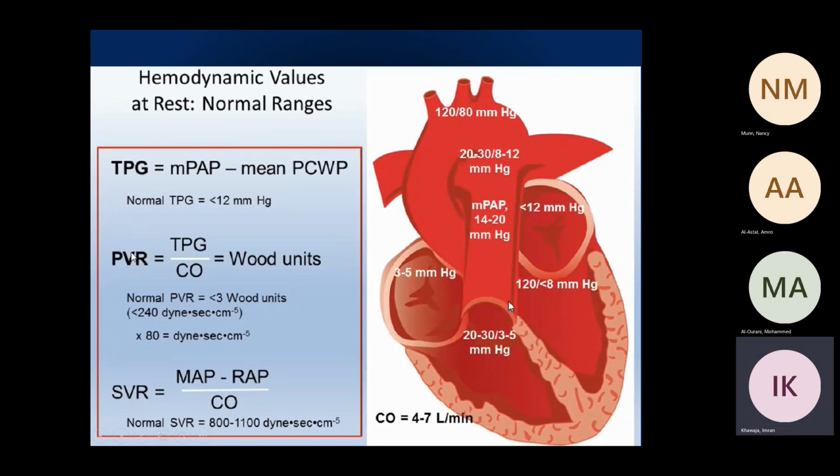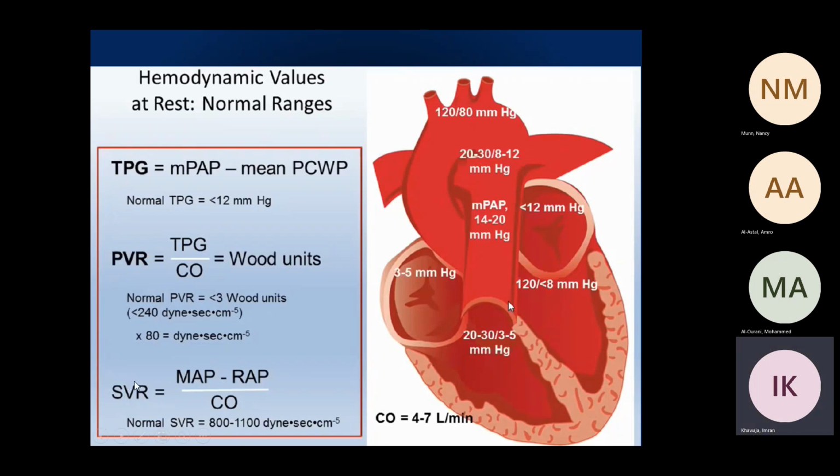So the PVR, pulmonary vascular resistance. Resistance is a pressure over flow, which is the cardiac output. And then that gives you the result in Wood units. Normal will be less than 3; more than 3 is what you require for pulmonary hypertension. And if you multiply it by 80, you convert it from Wood units to dyne-second per centimeter to the fifth.